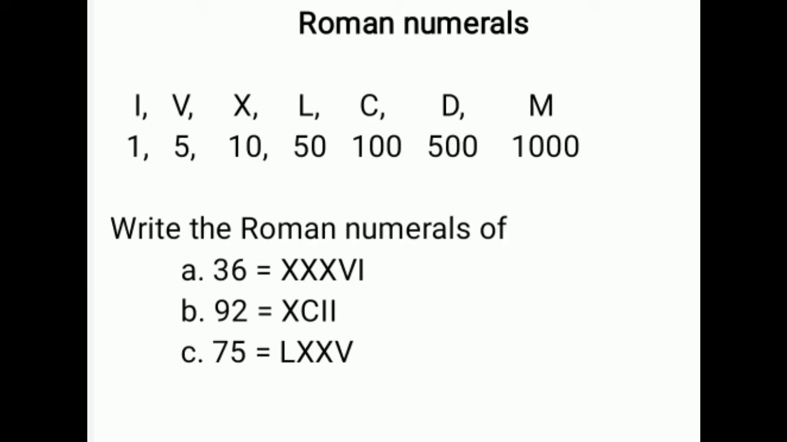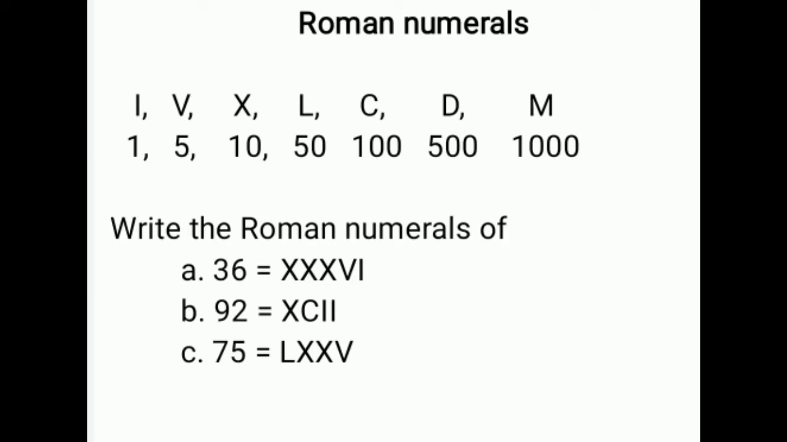So look at the example, 36. 30 can be written as 10 plus 10 plus 10, so X, X, X. Then 6: VI represents 6. So 36 equals XXXVI.